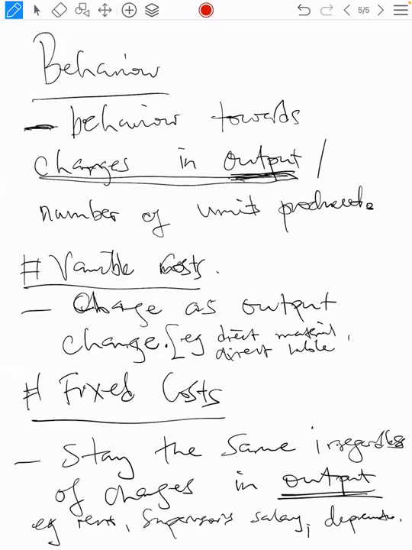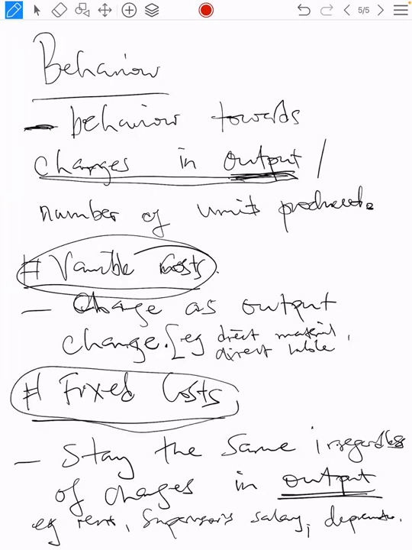So now, if you are going to look at this from the perspective of manufacturing costs, here I will talk about direct material, direct labor, and variable manufacturing overheads. On the fixed cost side, I am going to talk about what? Fixed manufacturing overheads. They stay the same.